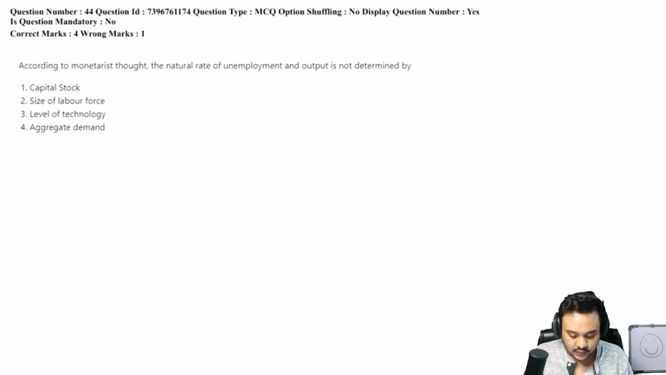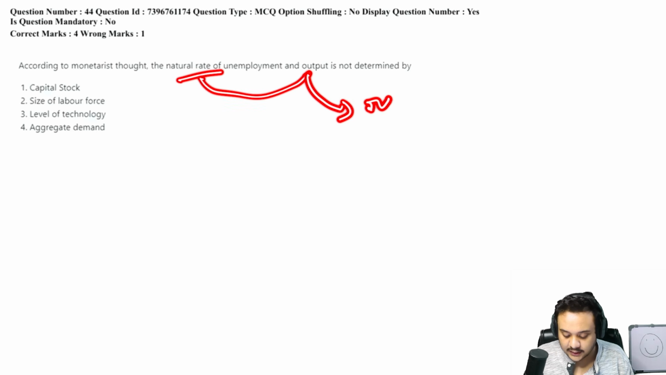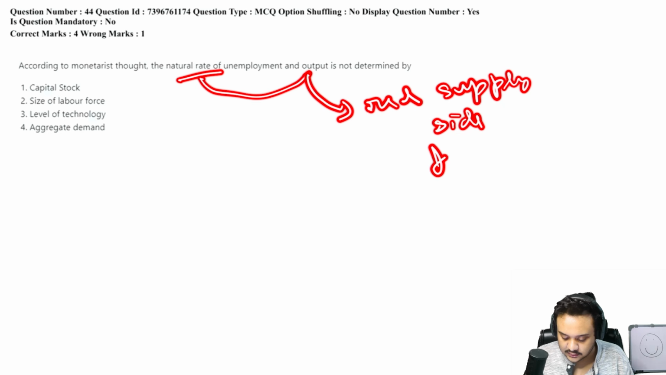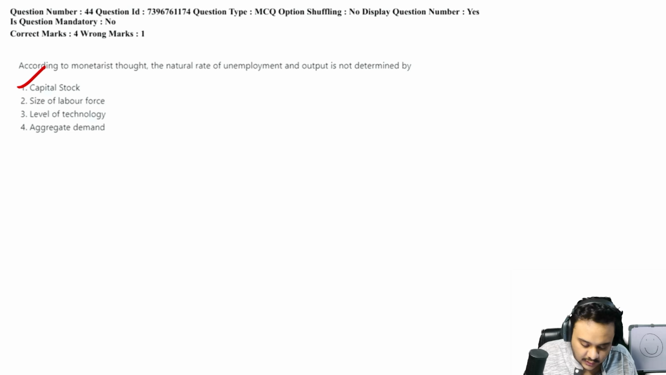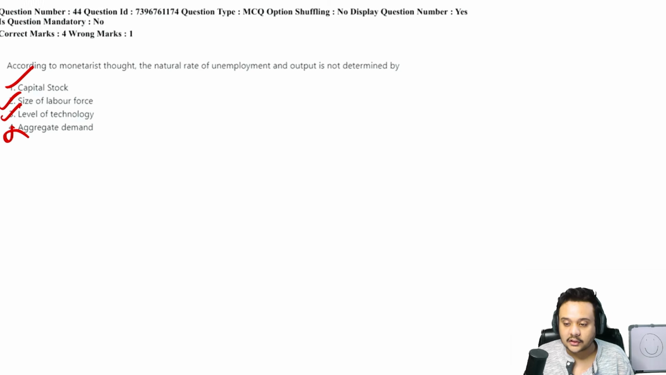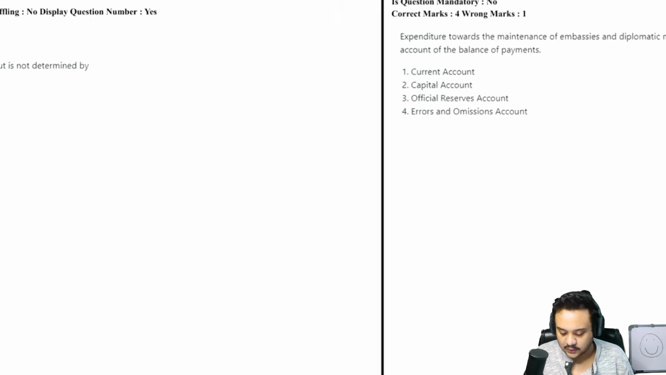Okay. So according to the monetarist thought, the natural rate of output is dependent on real supply side factors. Like what? Like capital stock, like the size of labor force, like the level of technology, and not the aggregate demand. Okay, so that is also something that you can read further about. So let us move on.